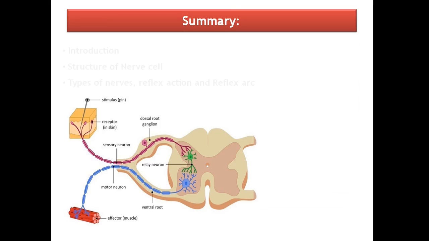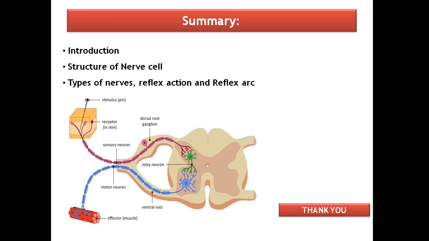Let's summarize today's topics. Today we have studied introduction to the nervous system, structure of a nerve cell, types of nerves, reflex action and reflex arc.